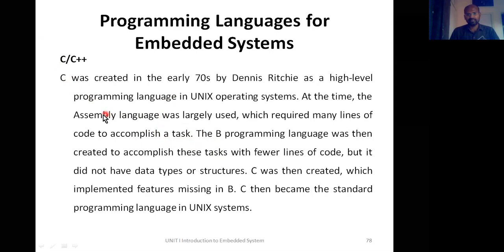And after assembly language, there was another language called B programming language, which was created to accomplish these tasks with fewer lines of code, but it did not have data types and structures. Assembly language has some demerits, which were later overcome in language B, and this too had its demerit: it didn't have data types or structures. Now C has all these things, and it started to become popular. That is C. Next one is C++.